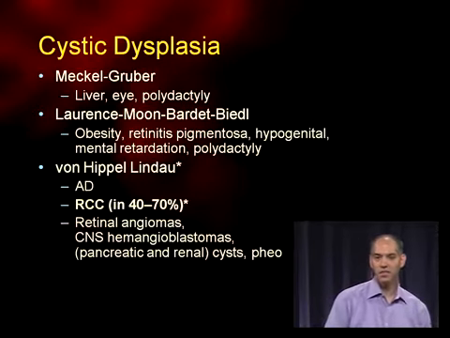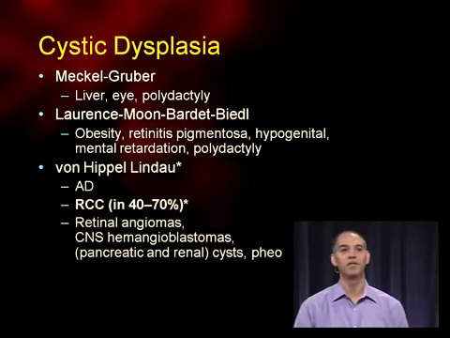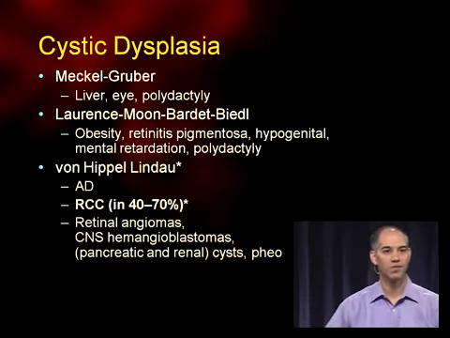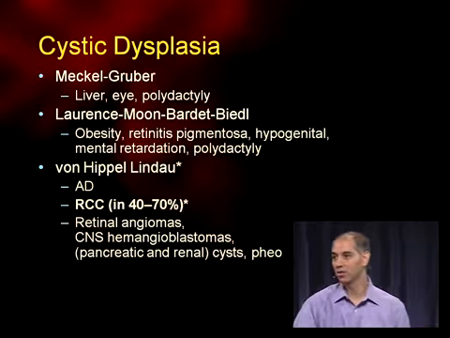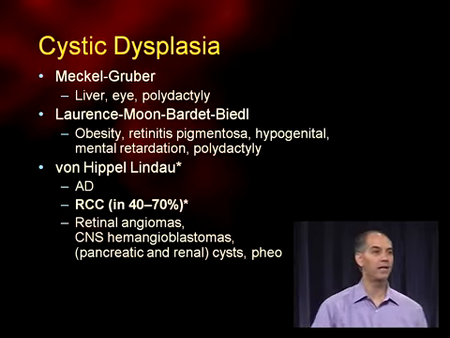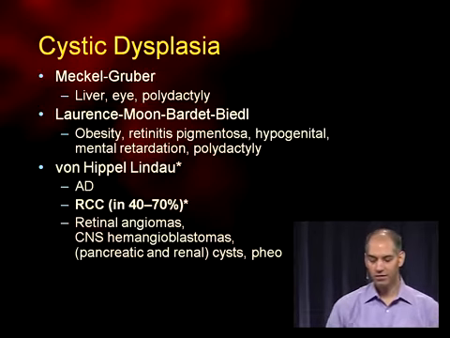All right, cystic dysplasia. There are a couple of clinical conditions that present that are cystic diseases where the kidney just never formed appropriately. One of them is Meckel-Gruber syndrome, where they have liver, eye, and polydactyly findings.